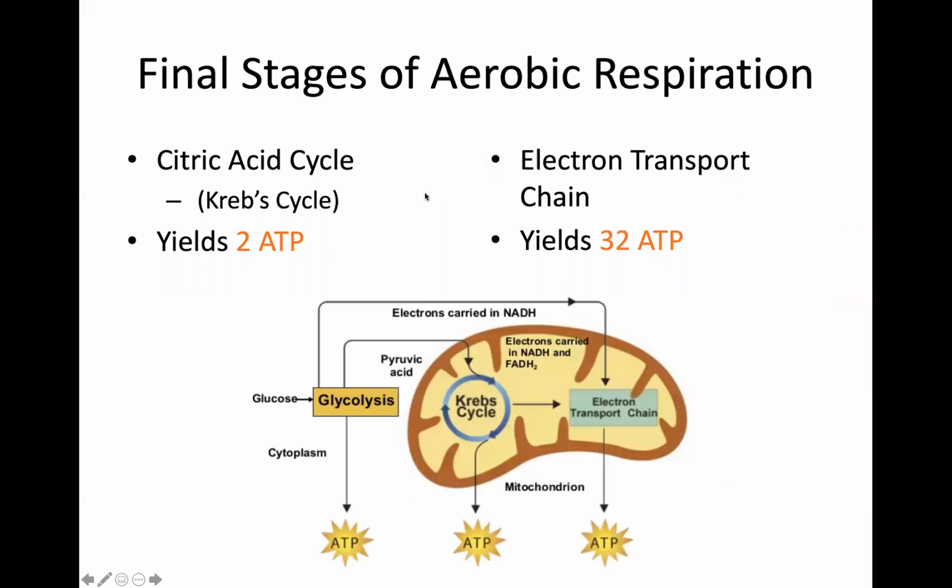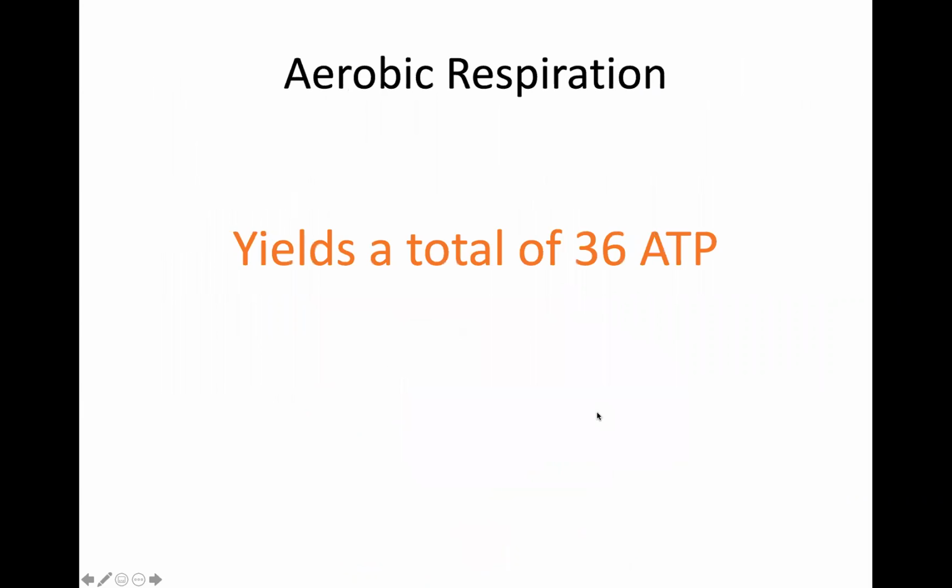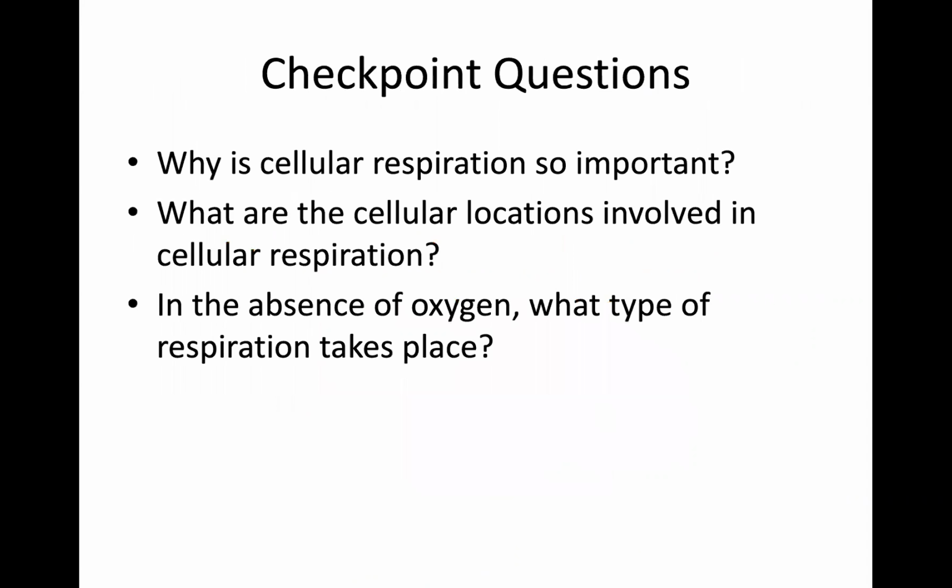All right, so again, this is just for those of us that are visual. The final stages of aerobic respiration take place over here in the mitochondria. We have the citric acid cycle yielding 2 molecules of ATP, the electron transport chain yielding 32. All right, so you should be able to summarize these, that in total, what you should have in your notes is that aerobic respiration yields under optimal conditions a total of 36 ATP units.